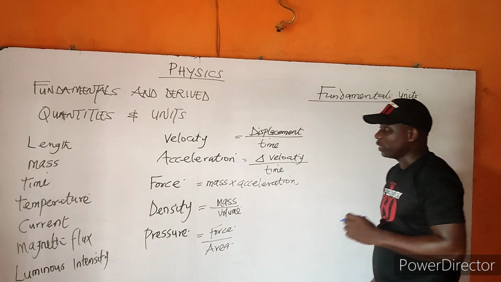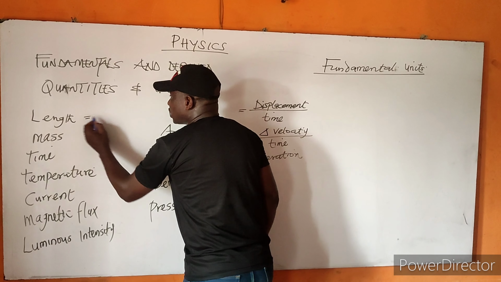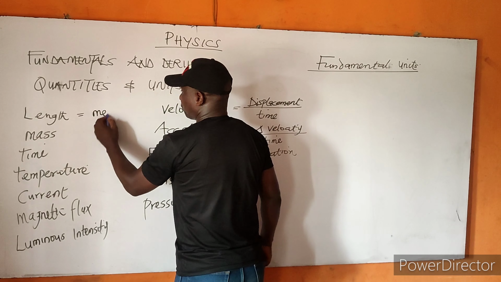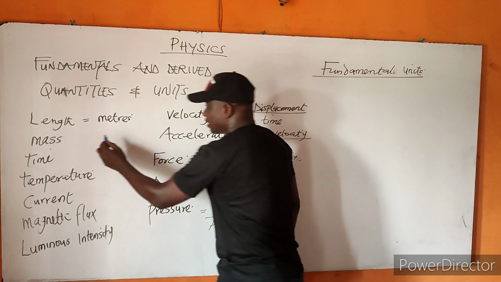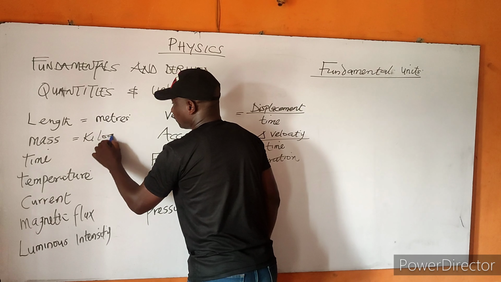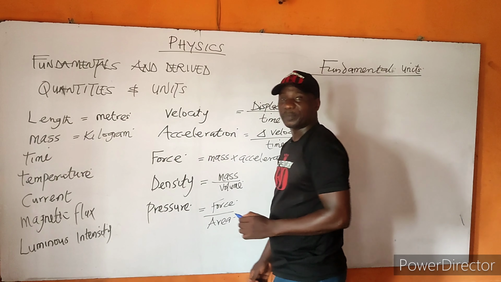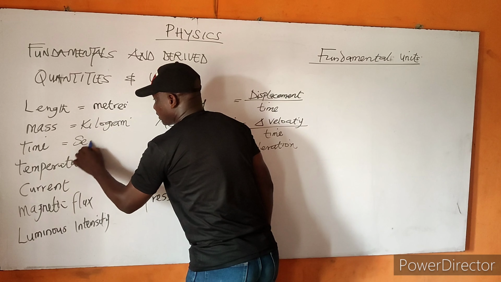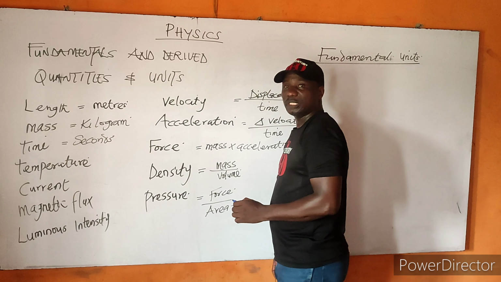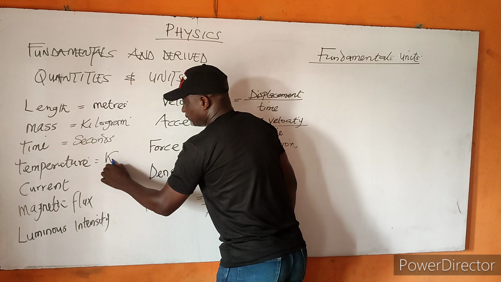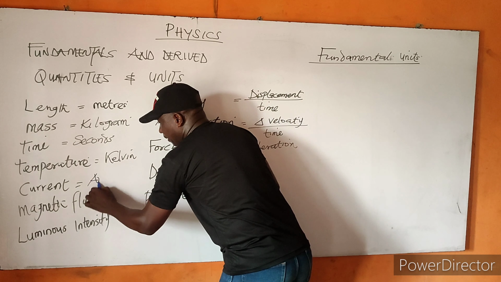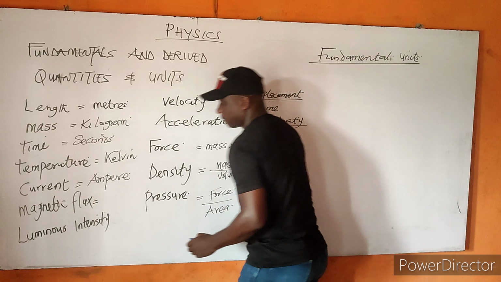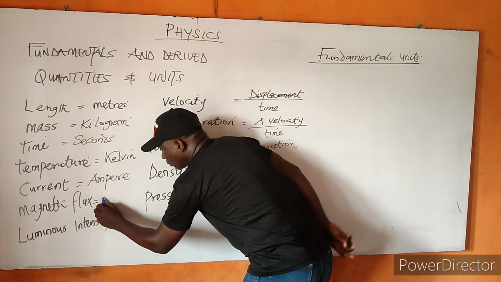For example, we talk of the length. The length, of course, is measured in meters. The mass, of course, is measured in kilograms. The time is measured in seconds, while the temperature is measured in Kelvin. The current is measured in ampere, while the magnetic flux is measured in Weber.